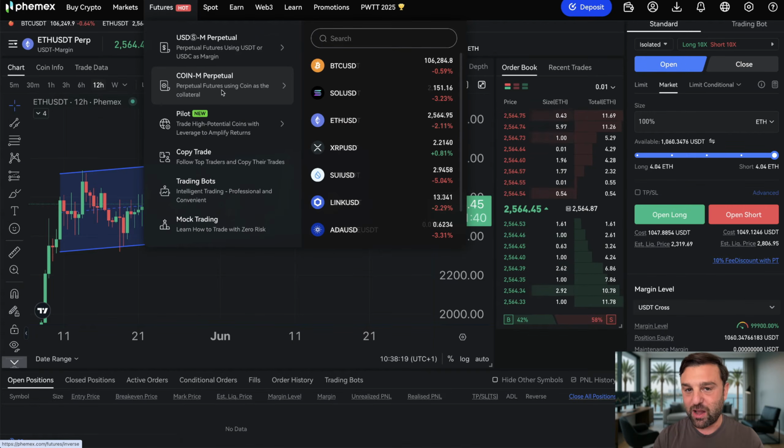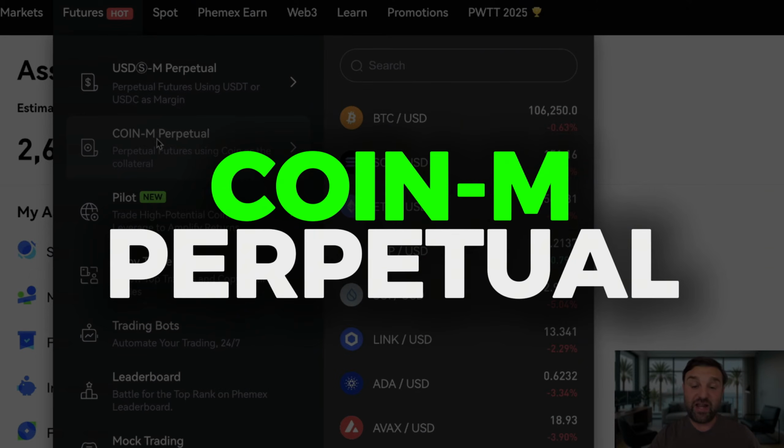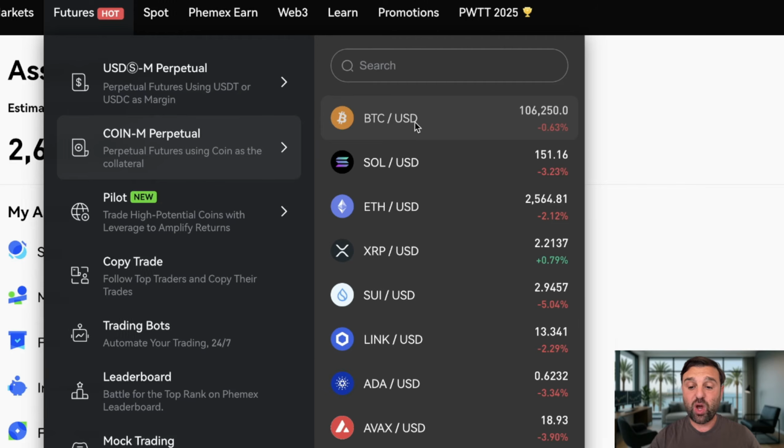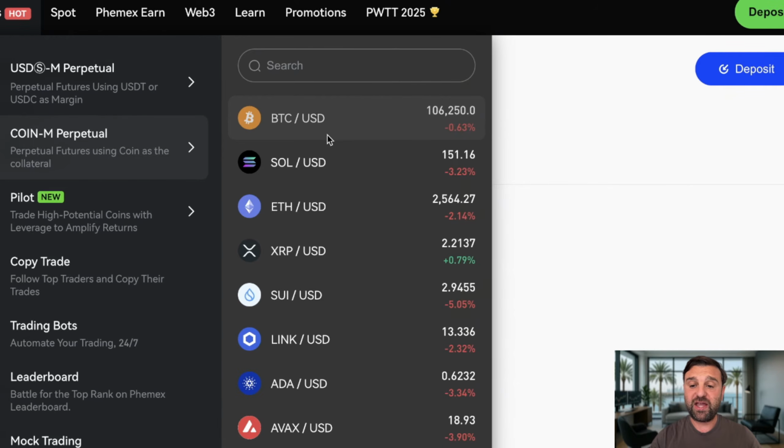So let me show you how that works. In order to trade coin margin, you're going to need one of these cryptocurrencies, either Bitcoin, Solana, Ethereum.